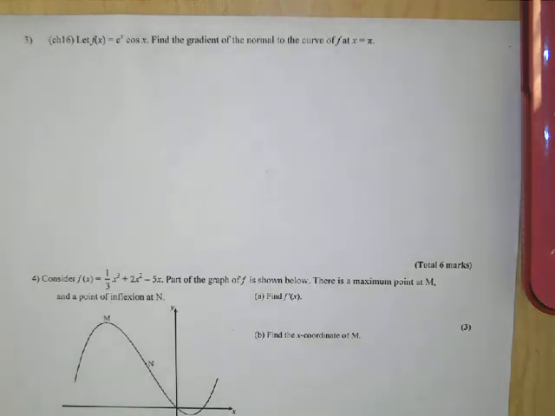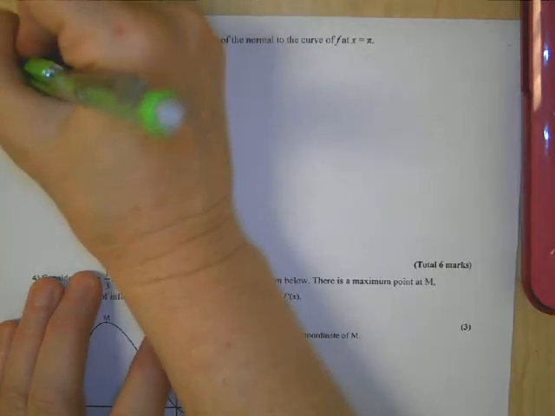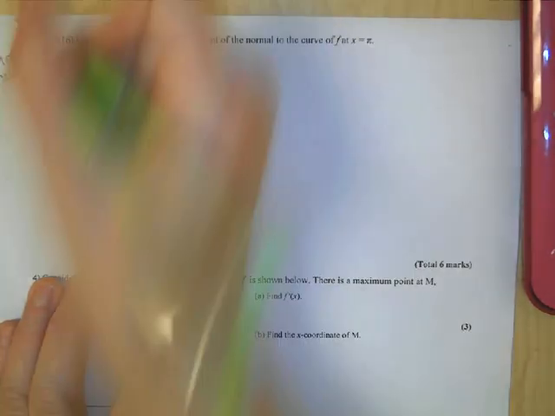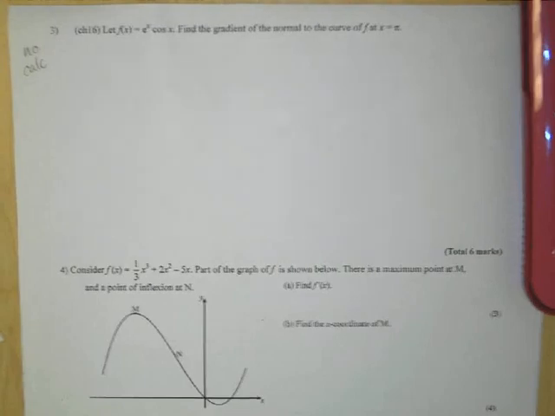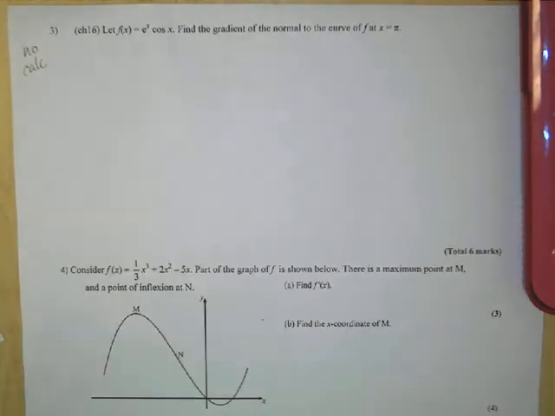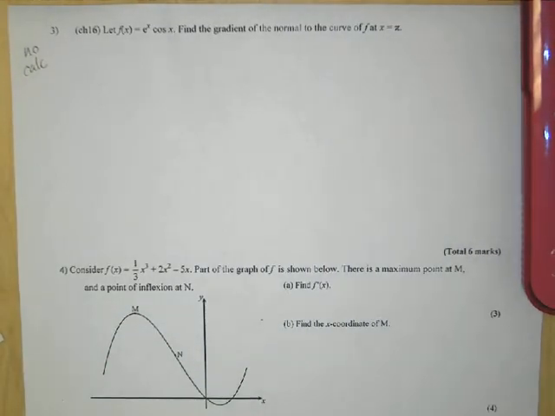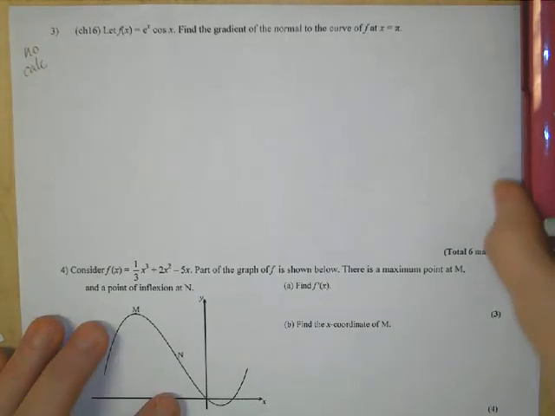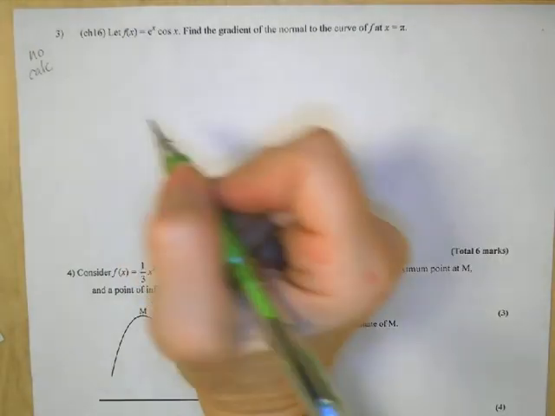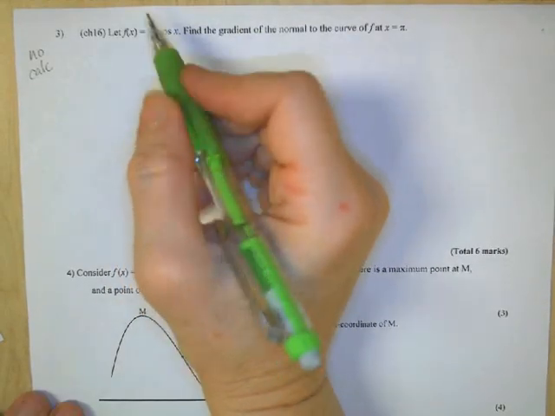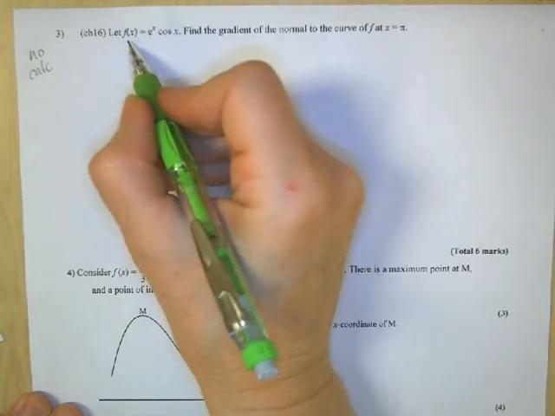Okay, problem number 3. This is going to be a no calculator problem. No calculator needed for this problem. Let f of x equal e to the x cosine x. Find the gradient of the normal to the curve at x equals pi. So to find the gradient, we need the gradient function. So we're going to have to figure out what f prime of x is.